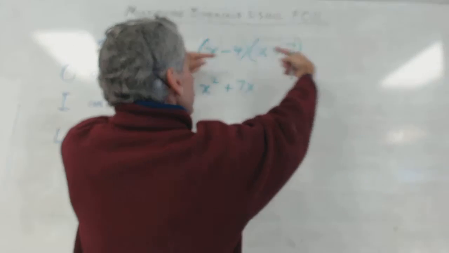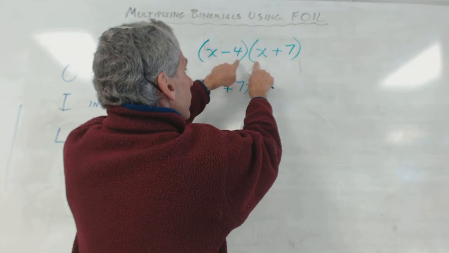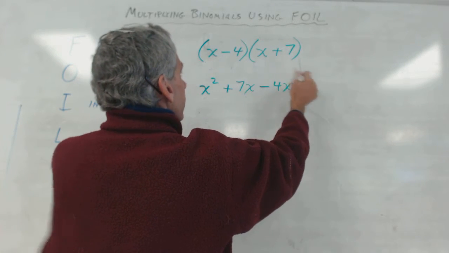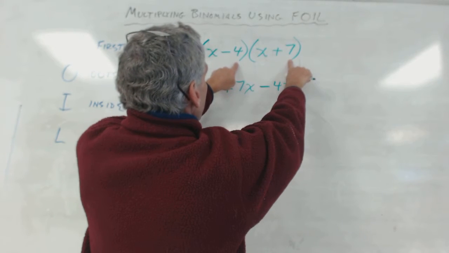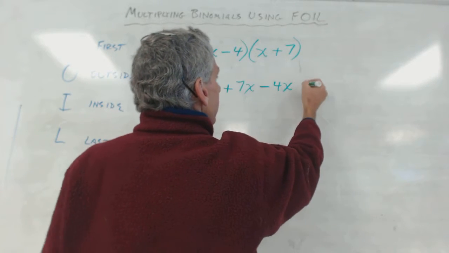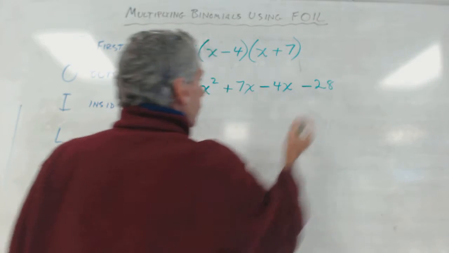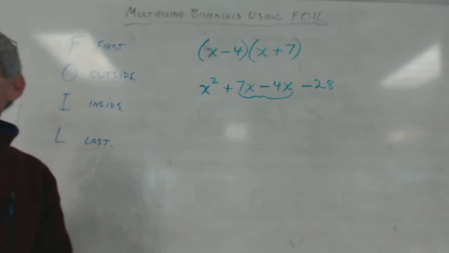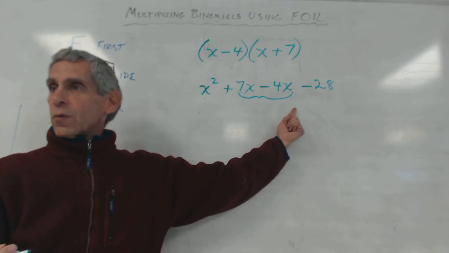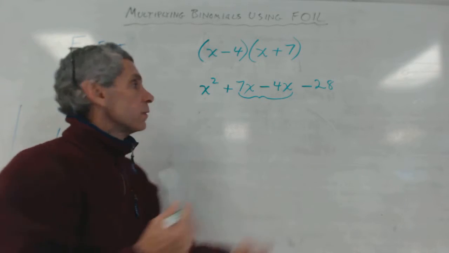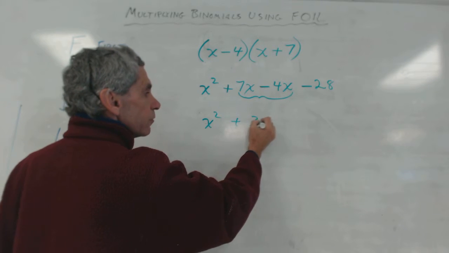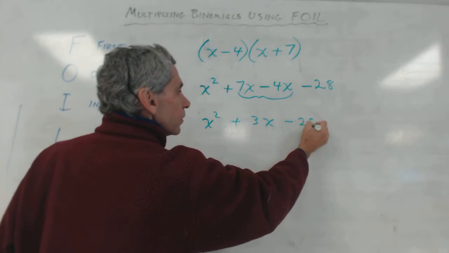Now my inside, right here, is minus 4x. And then my last is negative 28. Now, I'm going to combine my like terms in the middle. I have 7 x's. Somebody takes 4 of them away. How many will I have? It'll be x squared plus 3x minus 28. Does everybody agree? Beautiful. So that's it.